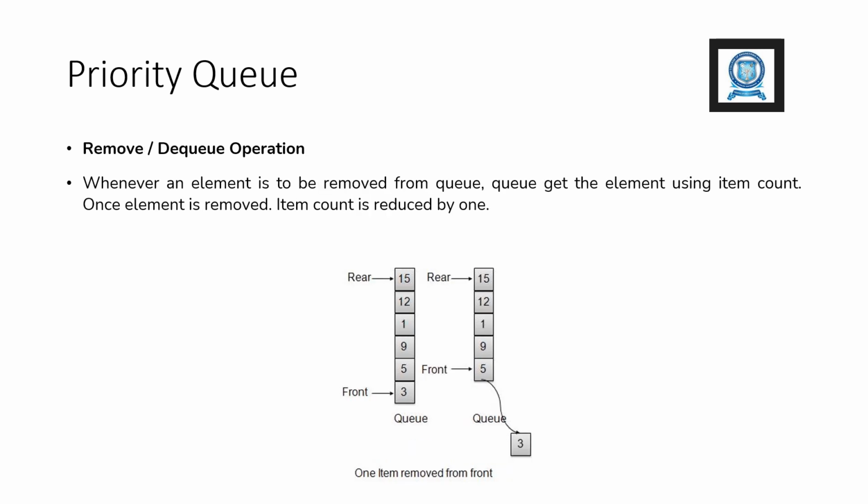Next operation is remove or dequeue operation. Whenever an element is to be removed from the queue, the queue gets the element using item count. Once the element is removed, item count is reduced by 1. See, here at the front end, the pointer is pointing to the value 3. So if 3 is deleted, the pointer is moving to the previous element and the item count will be reduced by 1.